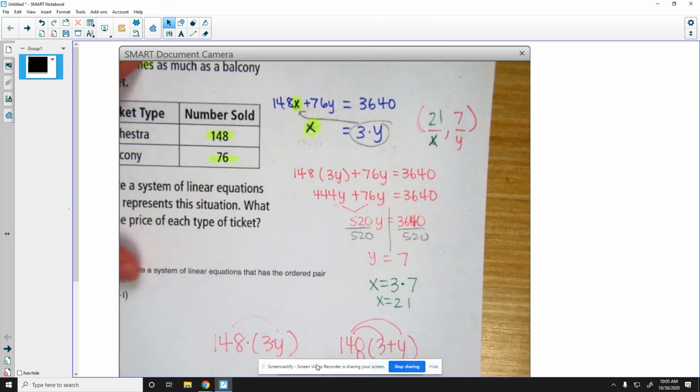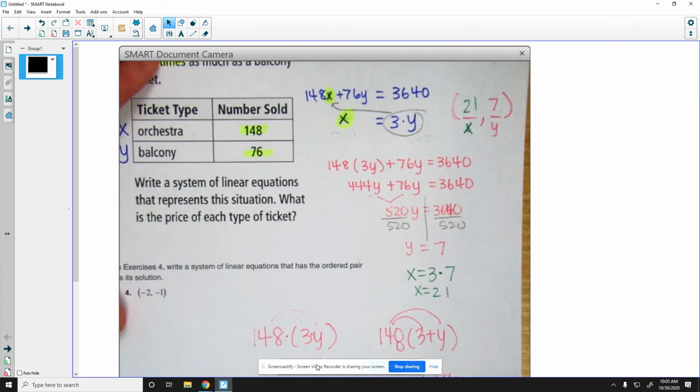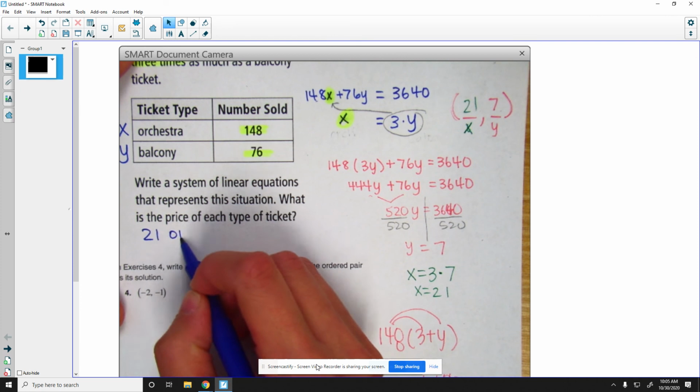So my final answer is not 21 comma 7. I have to write it in words. I have this many of this ticket, and this many of this ticket. So what would my final answer be then? What do we think? Sienna, go. 21 orchestra and 7 balcony.